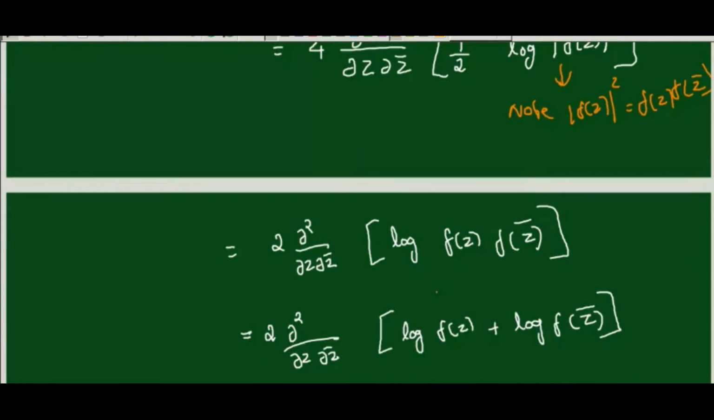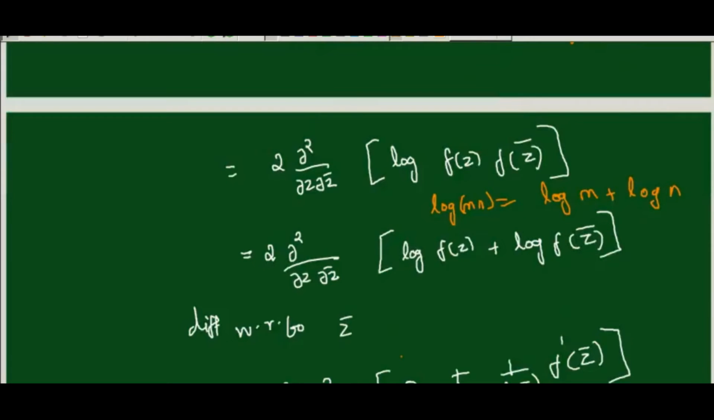So here again it is log mn. Log mn we can rewrite as log m plus log n. The same thing I have written here: log f of z plus log f of z bar. And always you have to differentiate the inner function followed by the outer function.